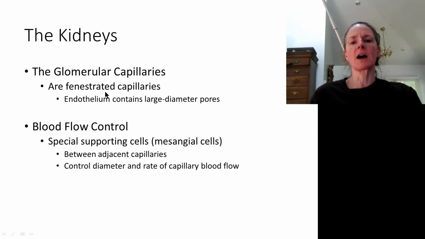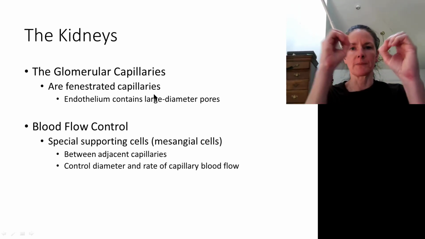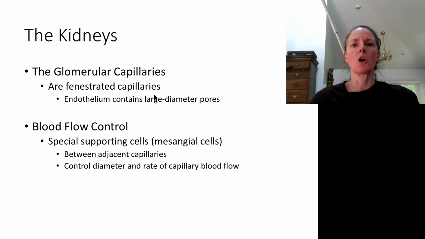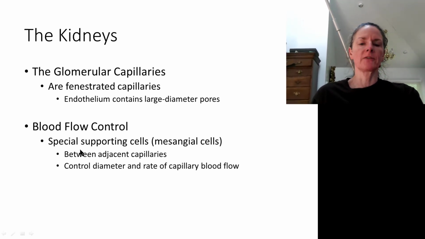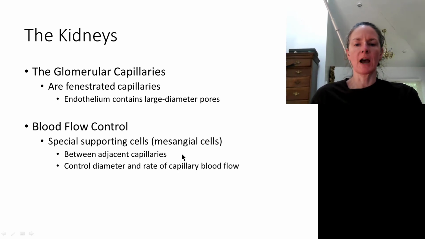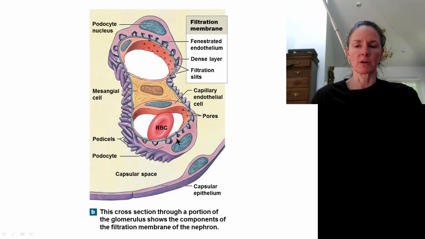We've got fenestrated capillaries within the glomerulus. So basically they've got little windows in them. They've got much larger openings than a regular blood endothelium. So we're going to have some supporting cells called mesangial cells that are going to be between adjacent capillaries. And these are called intraglomerular mesangial cells, and they will control blood vessel diameter within the glomerulus.